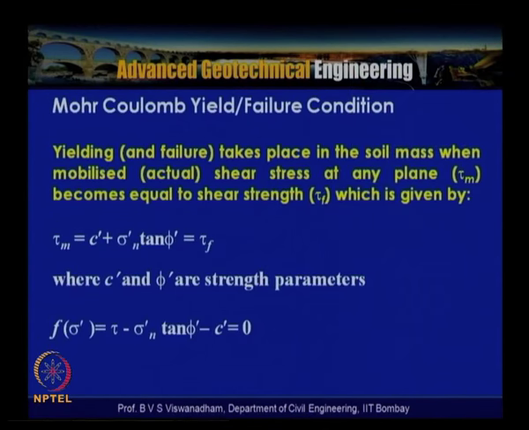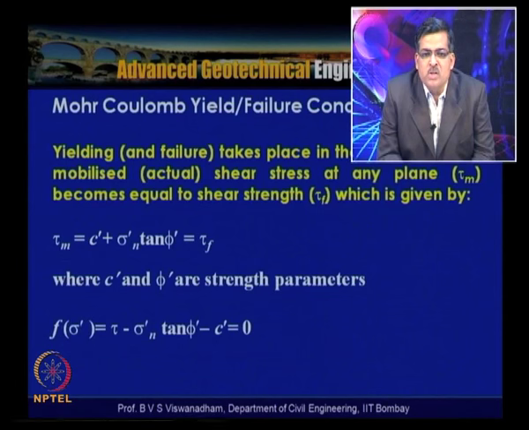Yielding and failure takes place in the soil mass when the mobilized shear stress at any plane, tau m, becomes equal to the shear strength tau f, which is given by tau m equal to c dash plus sigma n dash tan phi dash, equal to tau f, where c dash and phi dash are the strength parameters.